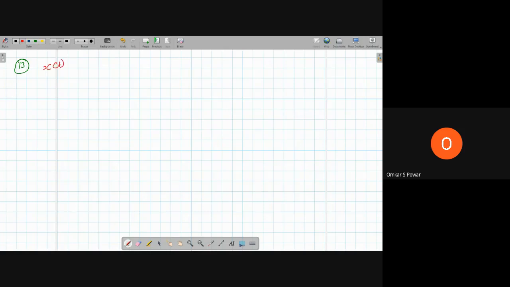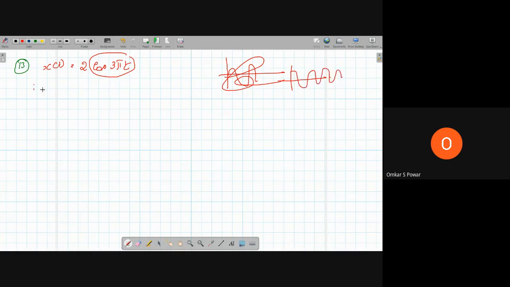x of t is equal to 2 cos 3 pi t. They'll ask in the exam, determine whether it's a power or energy signal. If it's a power or energy signal, find the power or energy. Since it is cosine, what happens to cosine? If you take the cosine value, it repeats, right? It is periodic, and therefore it is a power signal.